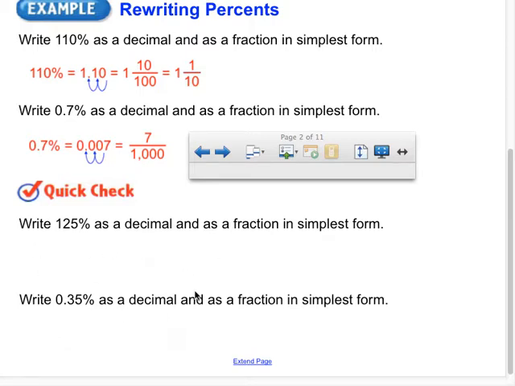Okay, can I get somebody to share with the class the first problem? 125%. I need it as a decimal and as a fraction. Who can give that to me? Somebody I haven't heard from yet would be nice.